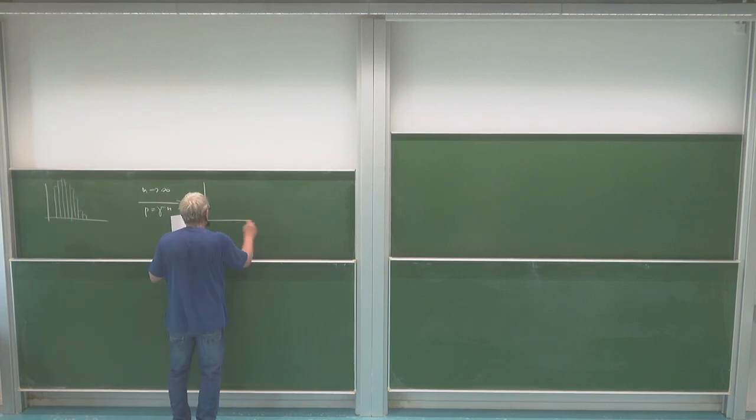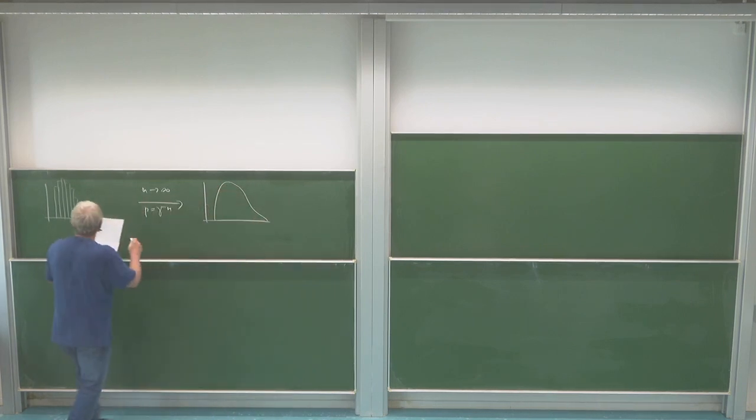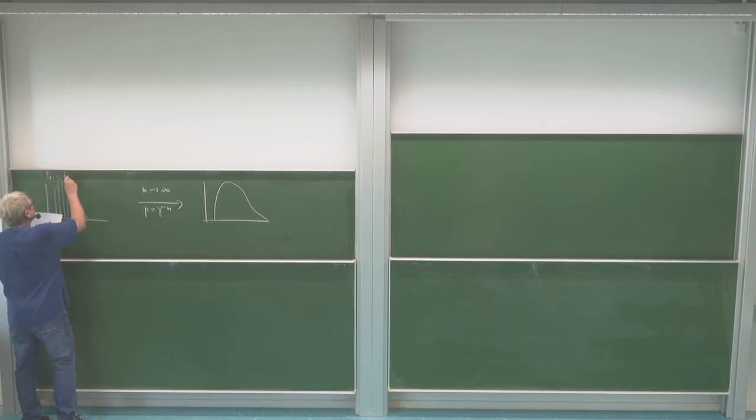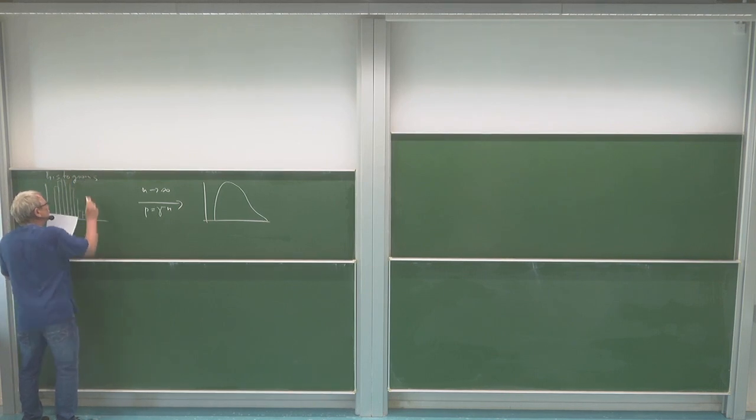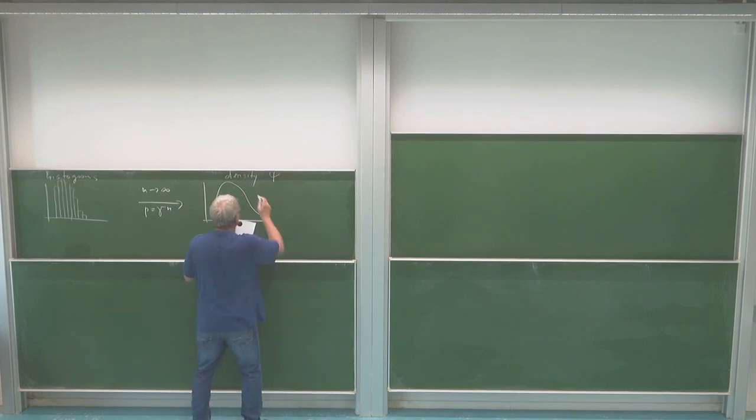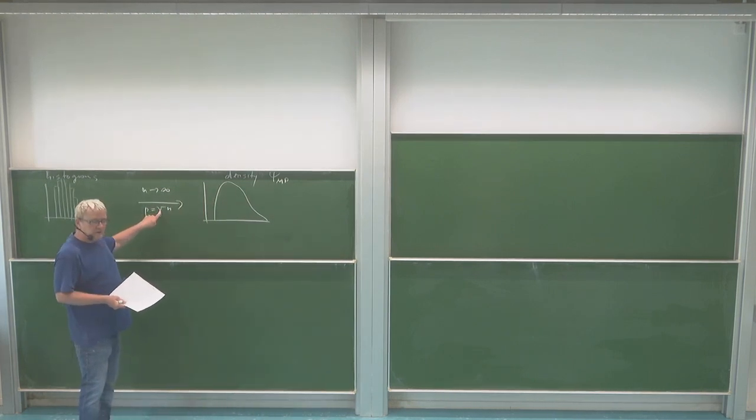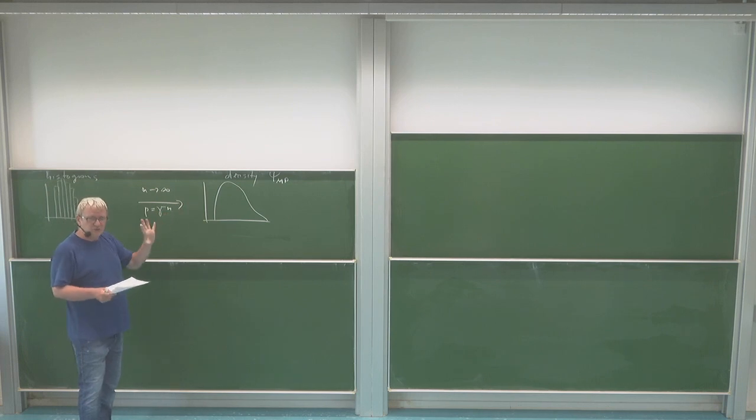So this goes to something which looks something like this, a density. So the histograms converge for n to infinity to a density, maybe psi, and let me put an MP here for Marchenko-Pastur. And of course, this depends on gamma. Depending on gamma, you will see different shapes.